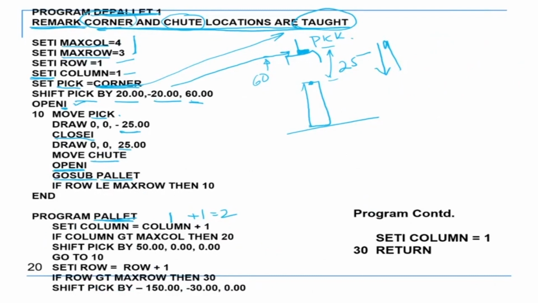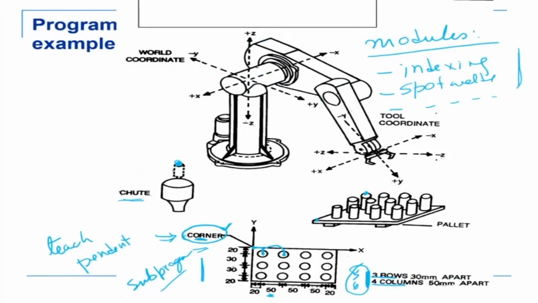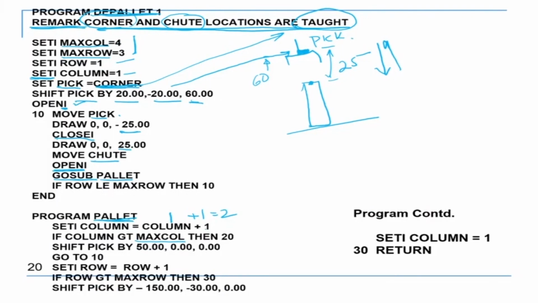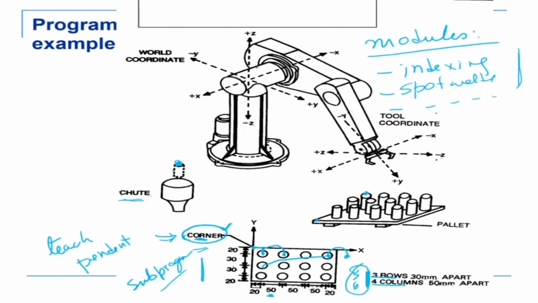It is also checking that it is not exceeding the maximum column. We have 4 columns here, so if it is here, it should not go there. Please note this logic: if column is greater than max column, then go to 20. So from here it comes here and shifts the row. If the column is exceeded, it will shift the row down. So that is the logical statement.